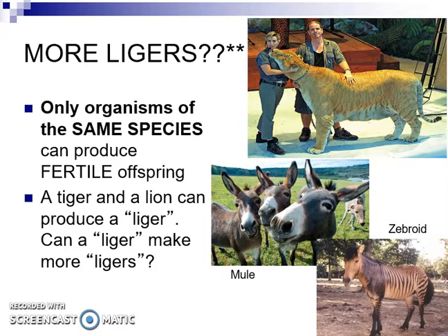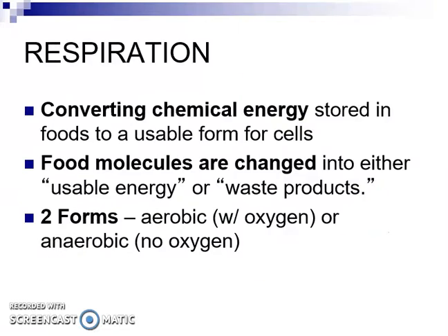Only organisms of the same species can produce fertile offspring. Fertile offspring means that the next generation can actually produce another generation of that same species. So a tiger and a lion can produce a liger, or a donkey and a horse can produce a mule, or a zebra and a horse can produce a zebroid. All three of these are living organisms, but they cannot produce fertile offspring. So once they are born, they will essentially die. Even if they attempted to mate, they will not even get pregnant or be able to produce the next generation.